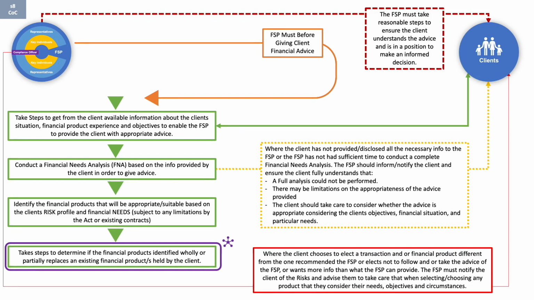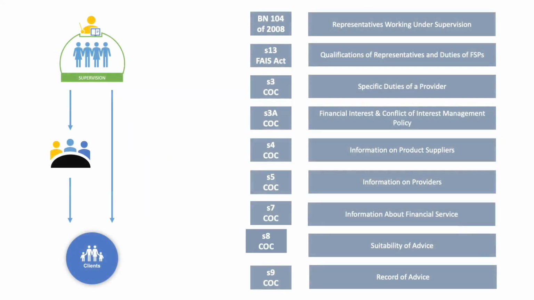That concludes Section 8 of the Code of Conduct, covering the process that the FSP must follow when furnishing advice to a client. Lastly, we will recap on Section 9 of the Code of Conduct that deals with the record of advice that must be maintained and provided to the client.